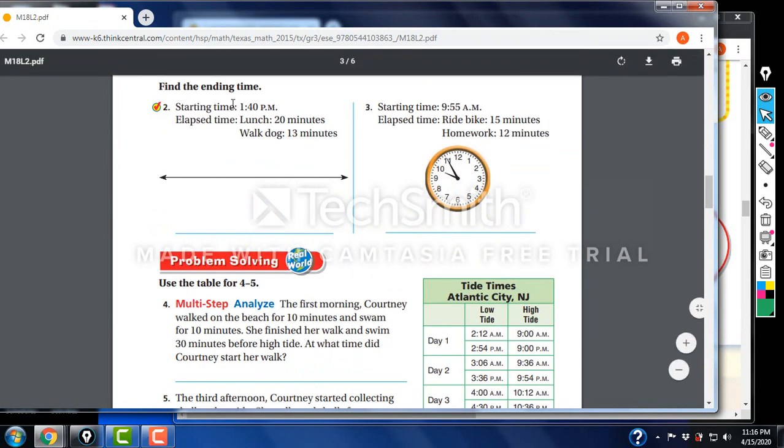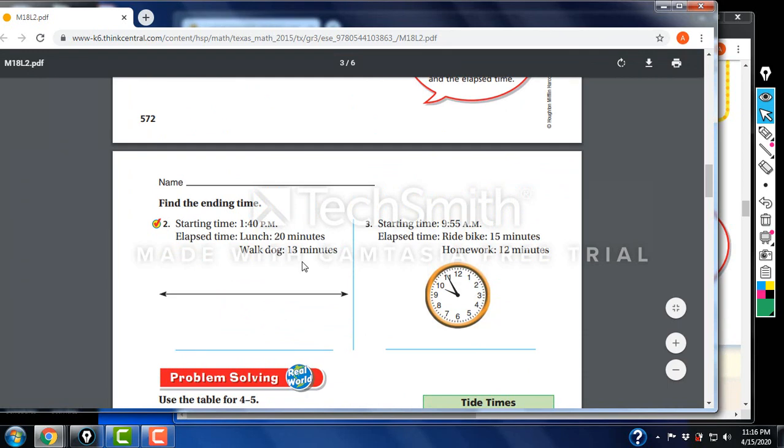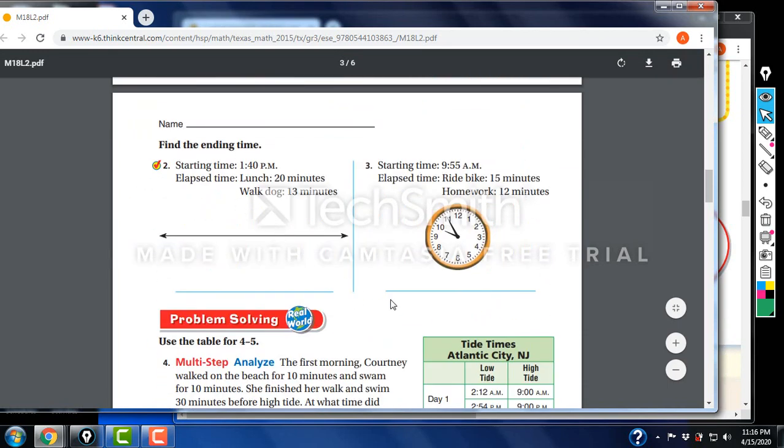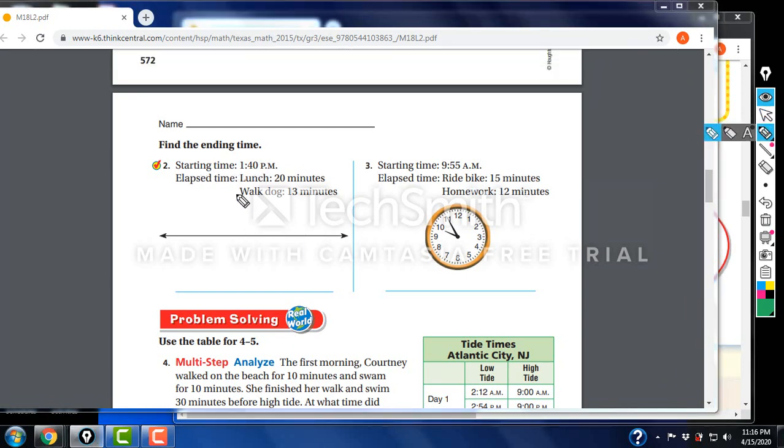Okay, we're going to look at this one, number 2 here. Did we do number 1? That was number 1. Okay, find the ending time. So your starting time is at 1:40. And elapsed time is 20 minutes for lunch and 13 minutes to walk.